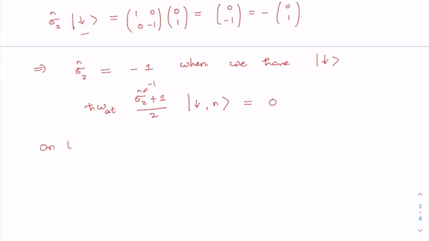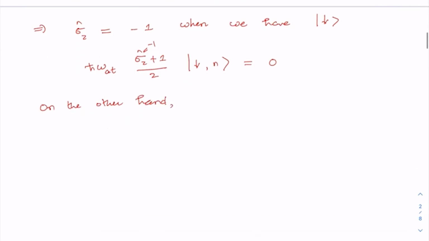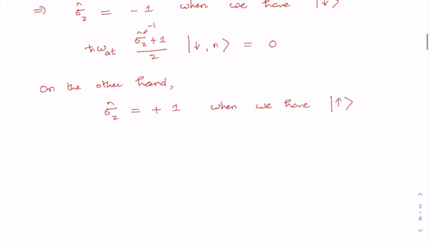On the other hand, you can similarly show that sigma z is equal to plus 1 when we have the atomic state in the excited one.